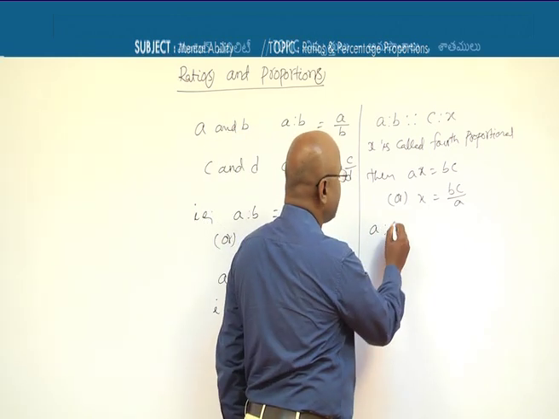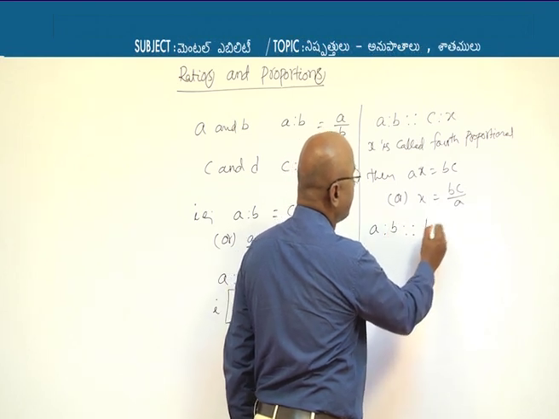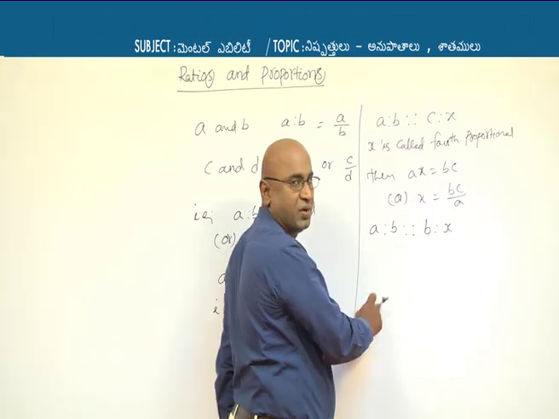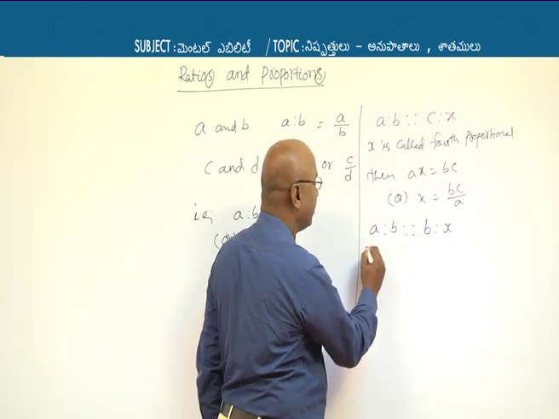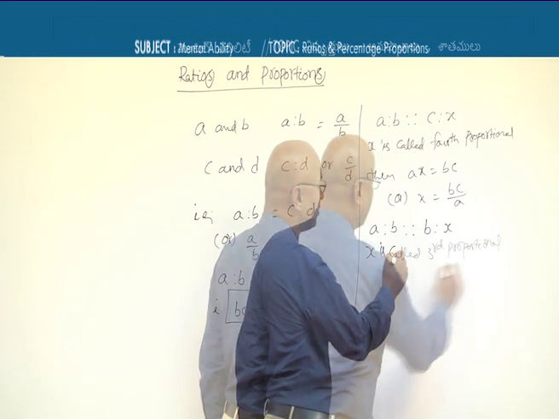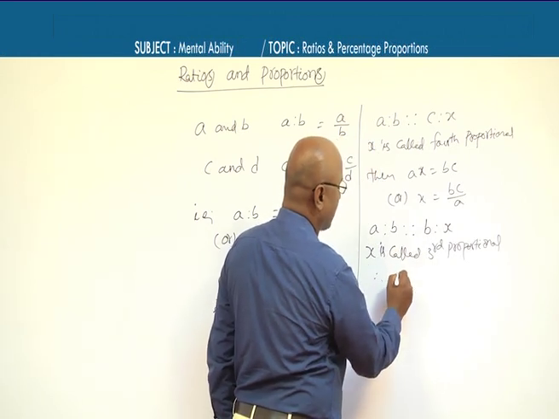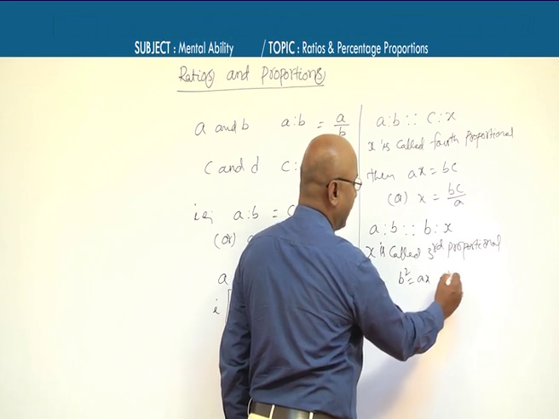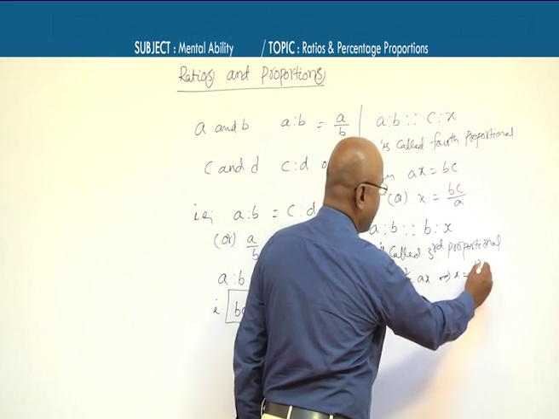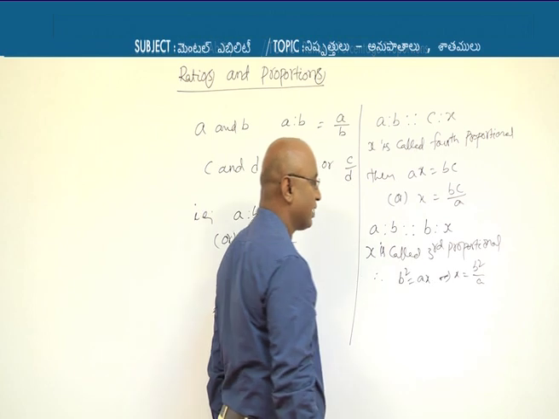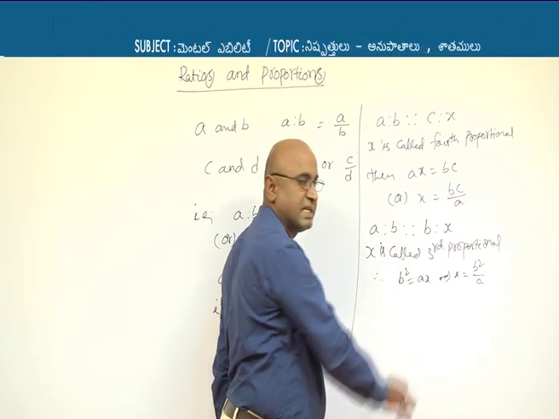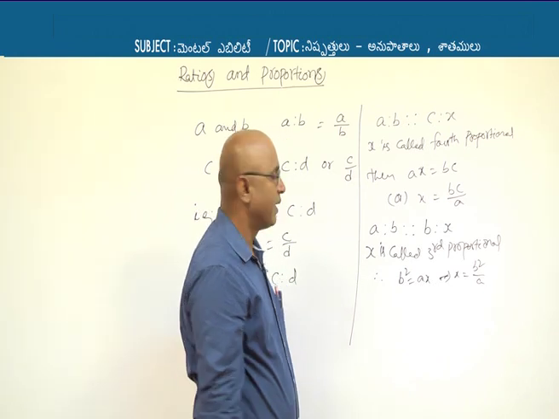Similarly, if A is to B as B is to X, then X is called the third proportional. Then B square is equal to AX, or AX is equal to B square, which implies X is equal to B square by A. So in order to find the third proportional of two ratios, X, the third proportional, is equal to B square by A.